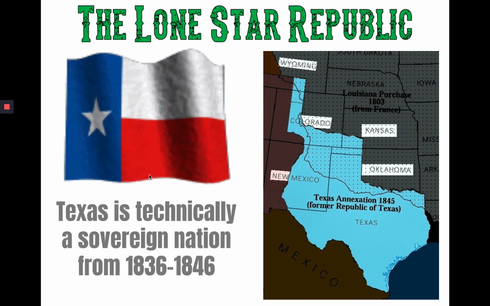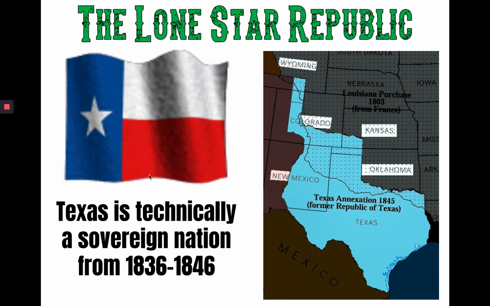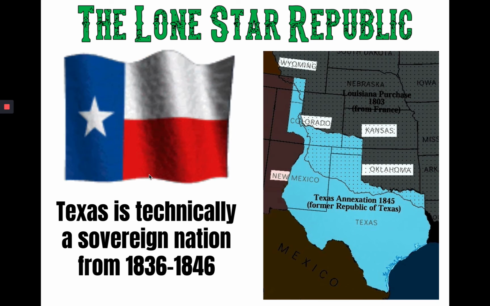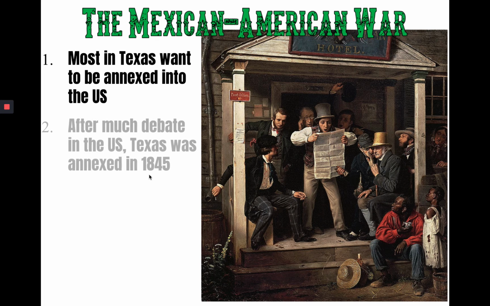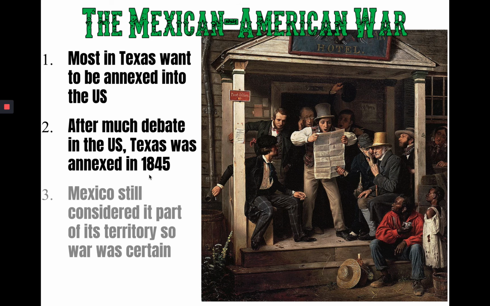All right, so Texas is technically its own country for about 10 years, from 1836 to 1845. And many in Texas who are former American settlers want to be part of the U.S., and they're officially brought in after 9 years of being their own country. They're brought in 1845. Texas is annexed by the United States. However, Mexico is still angry about this Texas Revolution and considers Texas to be part of its territory, and tensions build and war is certain.